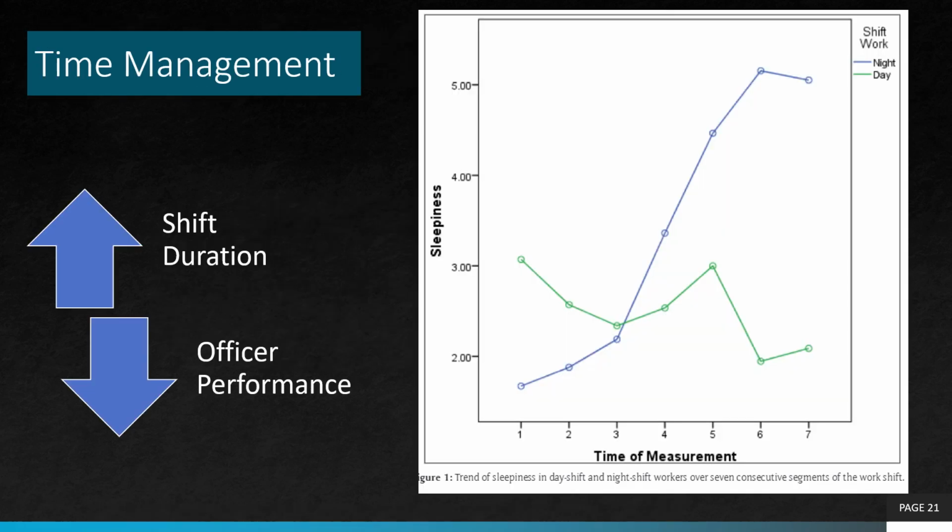Another component when we look at organizational structure of police agencies, and again, supervision, how the agency is structured, is time management. And by time management, we can talk about, and we will talk about, lots of different components of time management. But for the purposes of this slide, we're going to look at police shifts.